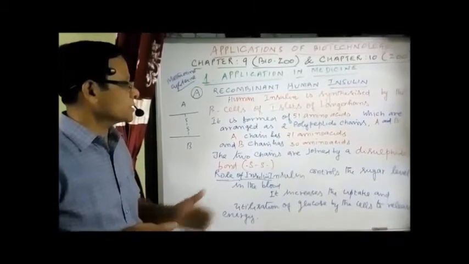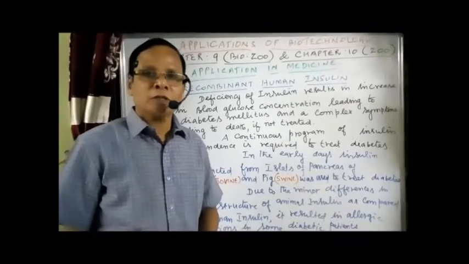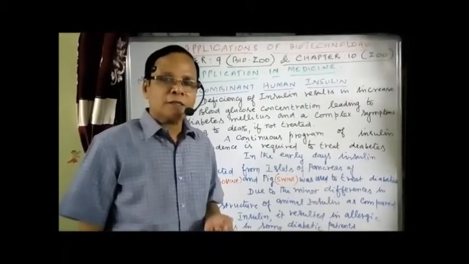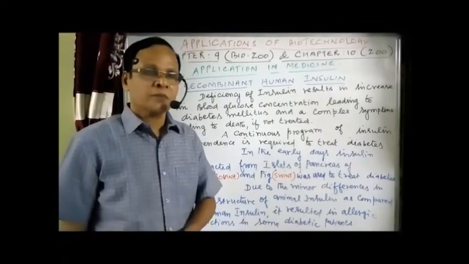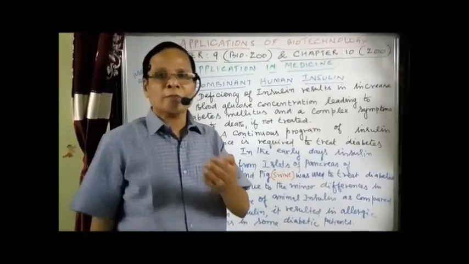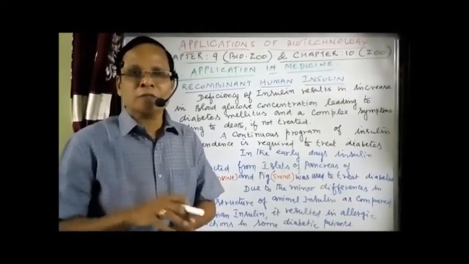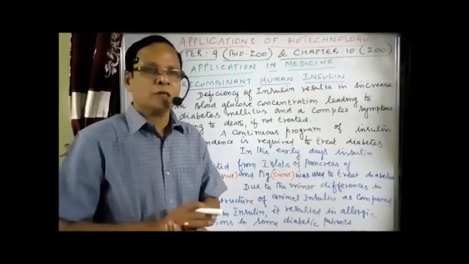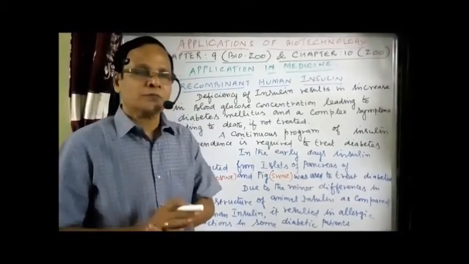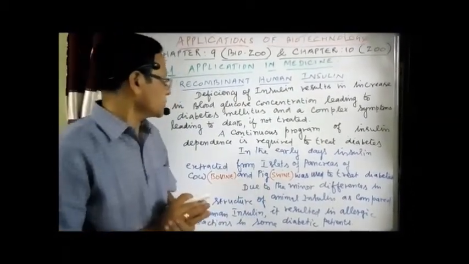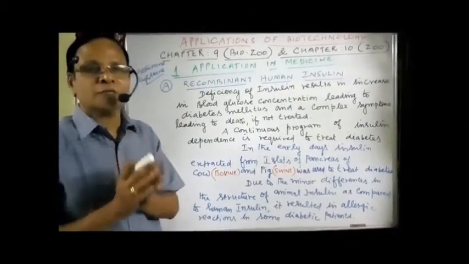Suppose what would happen if there is any deficiency of insulin hormone? Deficiency of insulin leads to an increase in blood glucose level, or an increase in glucose concentration in the blood, ultimately resulting in a disease called diabetes mellitus and a complex of symptoms. If the symptoms are not treated, the results can lead to death also. So a continuous program of insulin dependence is required for the treatment of the disease.